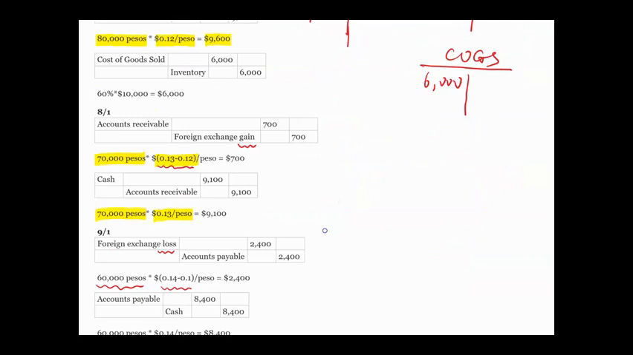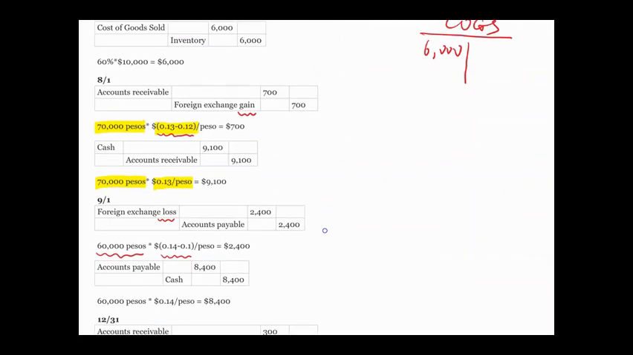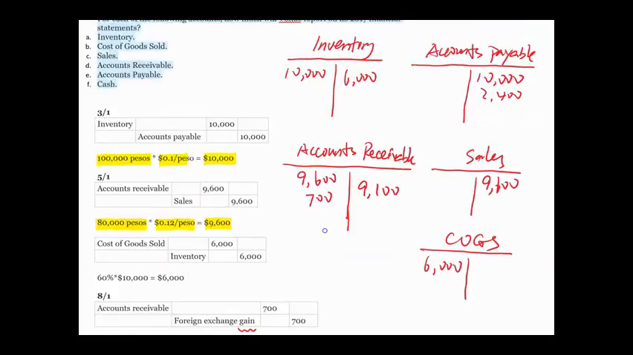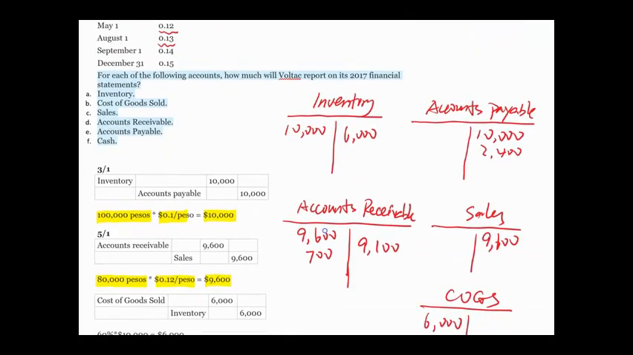And then the second journal entry is to recognize the payment of the total amount of this 60,000 pesos they paid in foreign currency, and it was $8,400. That equals the 60,000 pesos times the exchange rate on that date. Credit 8,400.